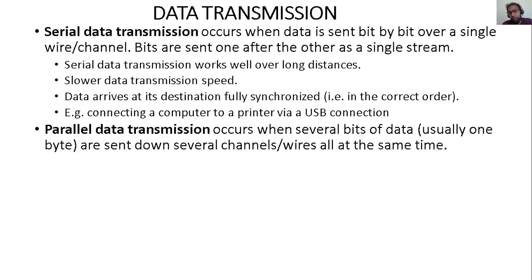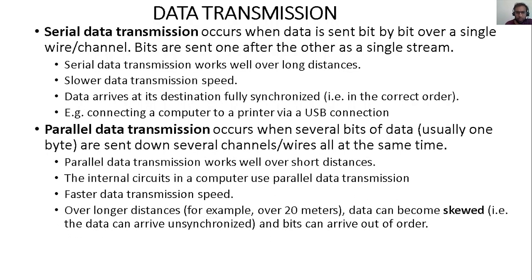Next, parallel data transmission occurs when several bits are transmitted at the same time. Parallel data transmission works well over short distances, and the internal circuits in a computer use parallel transmission. For example, between hard disk and RAM we use parallel data transmission. It has faster speed, but over long distances data can become skewed. This is not suitable for long distance communication at all, because data may become skewed and bits can arrive out of order.